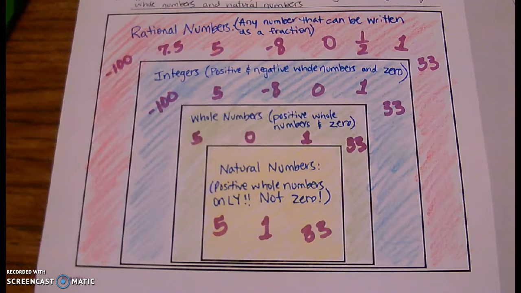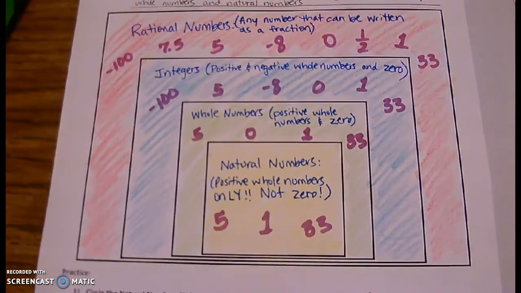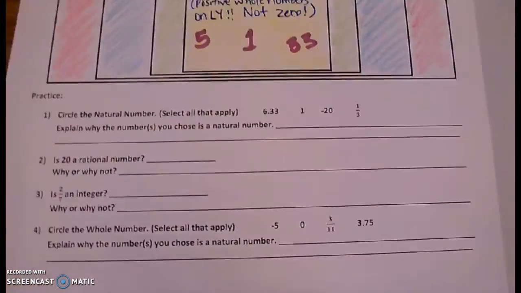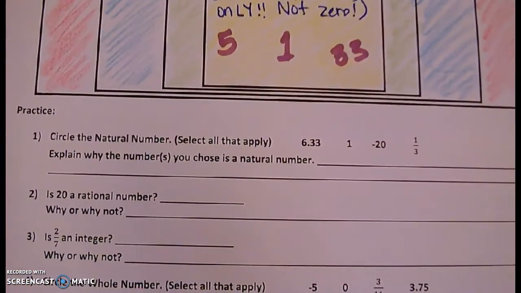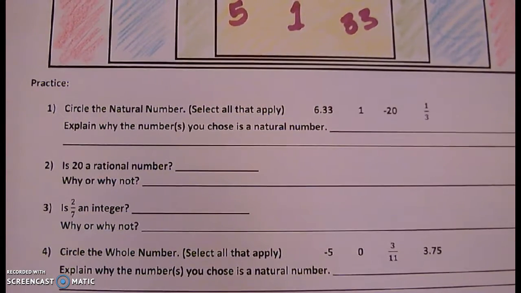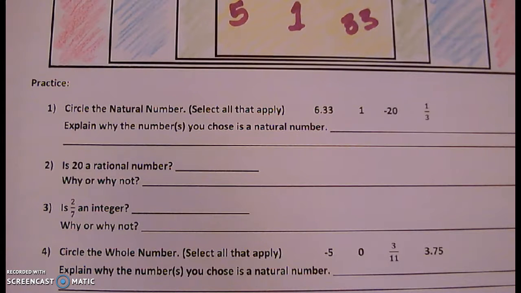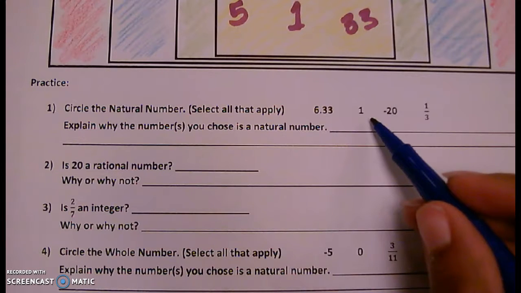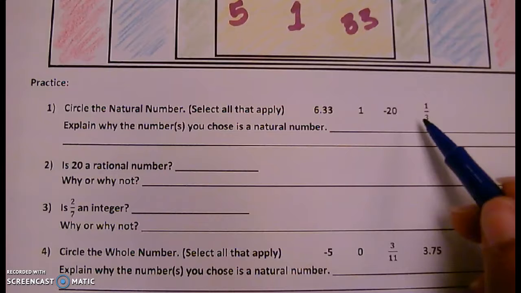By now, your integer illustration should be colored beautifully just like mine. All right? Now, we're going to use this to help us with the practice problems below. Now, I'm not going to do all the problems for you because I want to give you a chance to show me whether or not you understand rational numbers. But I am going to do the first one with you. All right? Number 1 says to circle the natural number. Select all that apply. All right? So the numbers I have right now are 6.33, positive 1, negative 20, and 1/3.